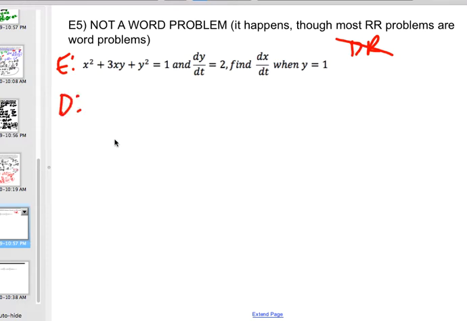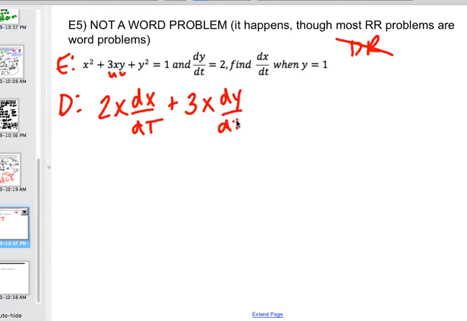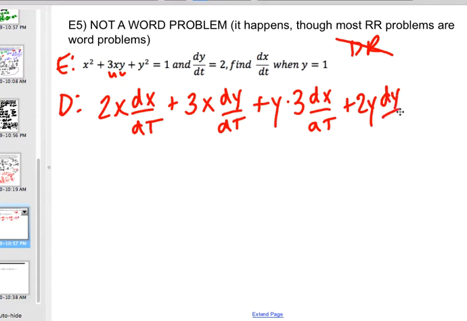So when I differentiate, right, this is going to be a product rule, which is going to matter. So I get the derivative of x squared is 2x dx/dt, right? Then when I do my product rule, it's going to be u dv, which is 3x... dy/dt, plus v du, which is a 3 dx/dt. And when I differentiate the y squared, I'm going to get a 2y dy/dt. And when I differentiate the 1, I'm going to get a 0.